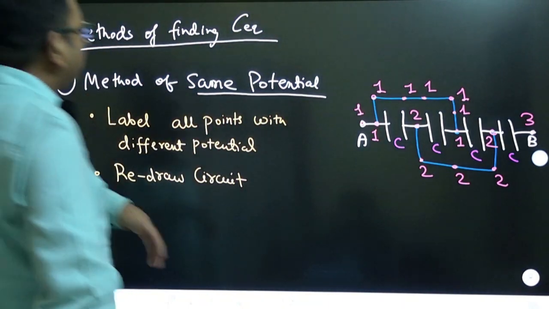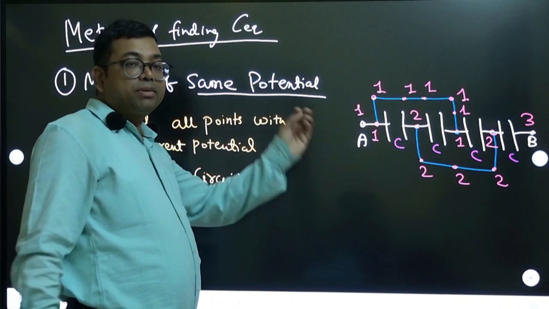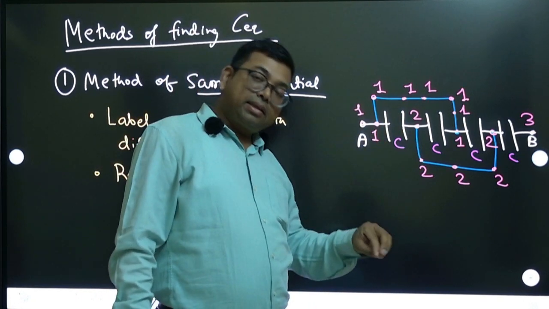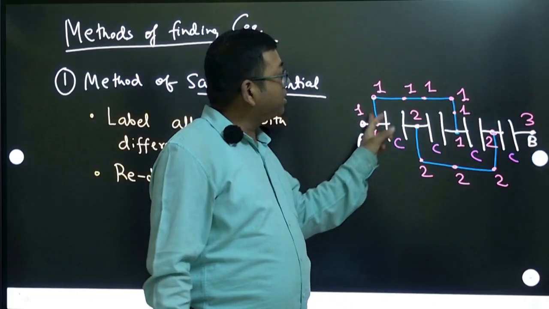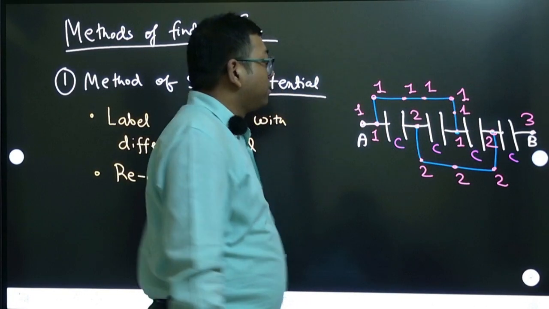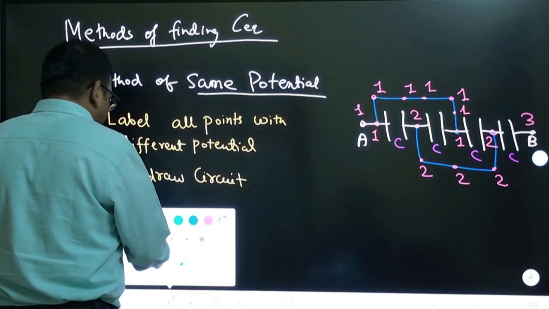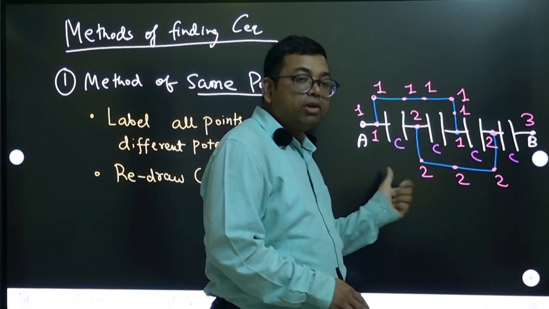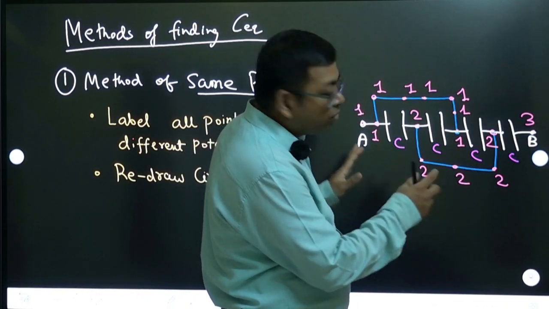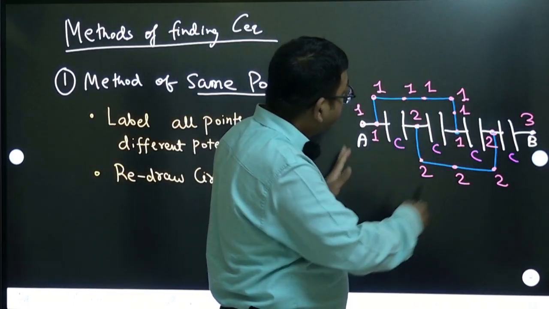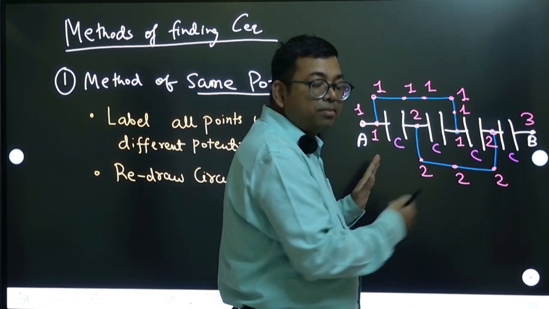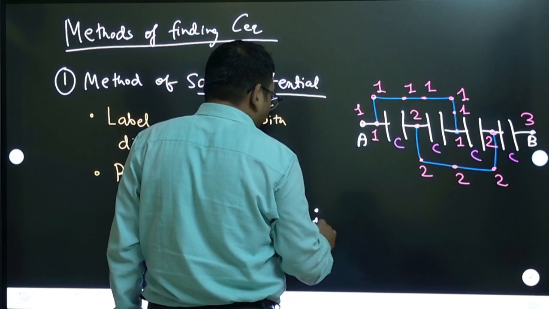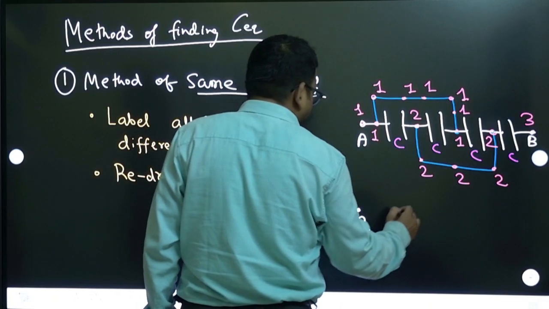Now redraw the circuit. You have labeled all the points with different potential. Whichever are different will have a different name, and whichever are the same means that is the same. For example, this 1 1 1 1 are all the same. Now redraw the circuit. How many different points are there? There are 3 different points, 1, 2 and 3, and you want C equivalent between A and B, means between 1 and 3. Redraw the circuit: 1, 2 and 3.